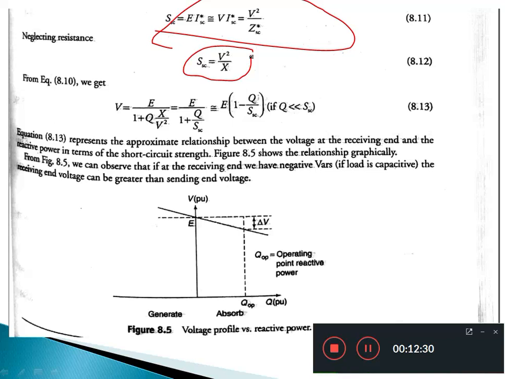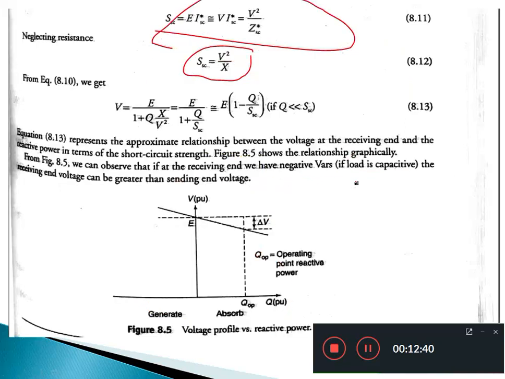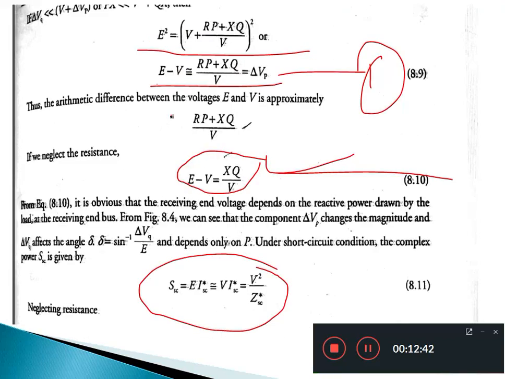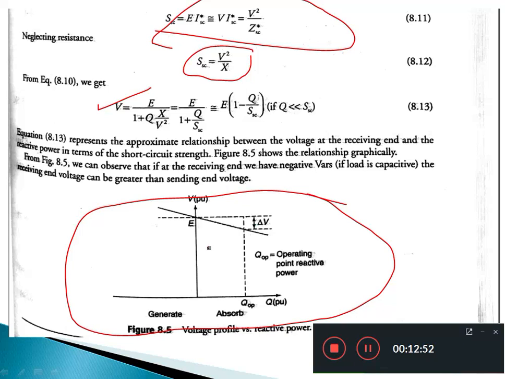From the equations, you have to rearrange equation 8.10. That is nothing but this equation. If you rearrange this equation, E minus V equals XQ by V square. By rearranging this equation in terms of V, we will get these equations. Then you have to plot the graph for generation and absorption of reactive power.